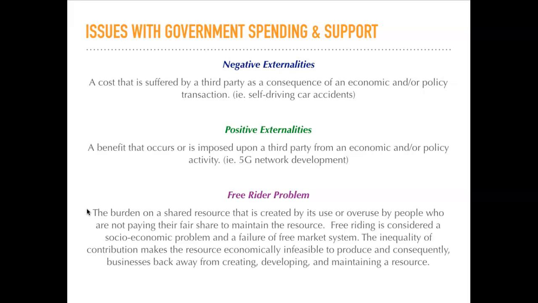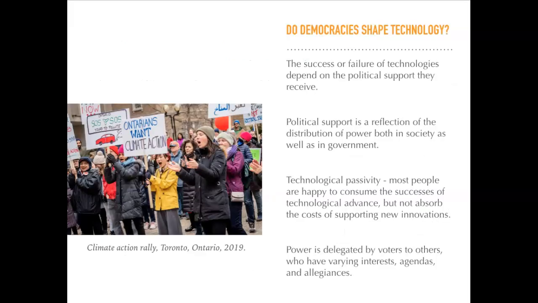So the free rider problem is a very serious socioeconomic problem that the government spends a good deal of time trying to figure out how much is too much and when to leave spending and support. So those are a few issues that will come up over and over again in our discussions about technology and the government's role in that.